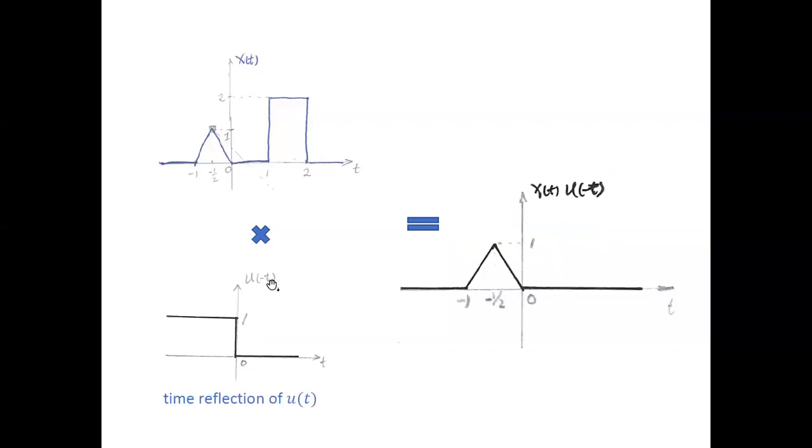U of minus t is the time reflection of u of t, so this time the step is extended to the left. And then the result of multiplication is that everything to the left of t equals 0 is retained, so we have this triangle retained. But everything to the right, since it's x of t multiplied by 0, we get 0. It's eliminated.